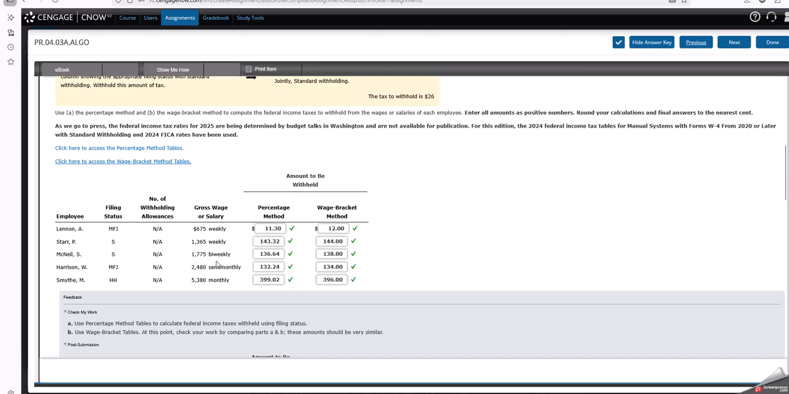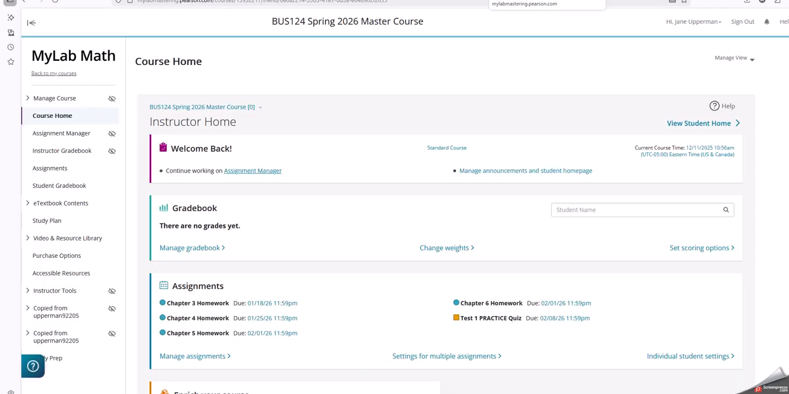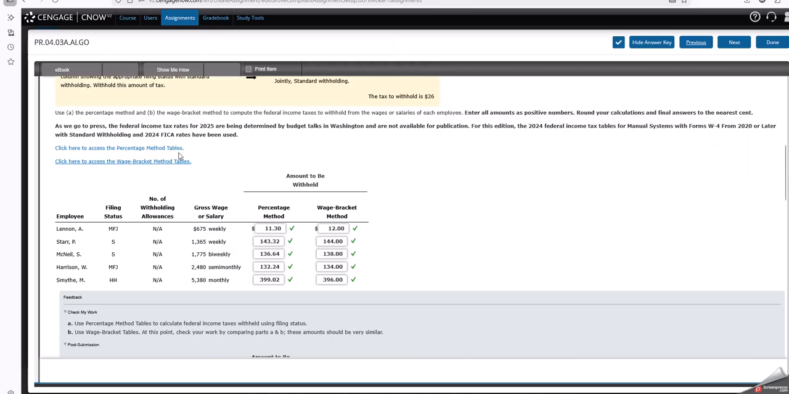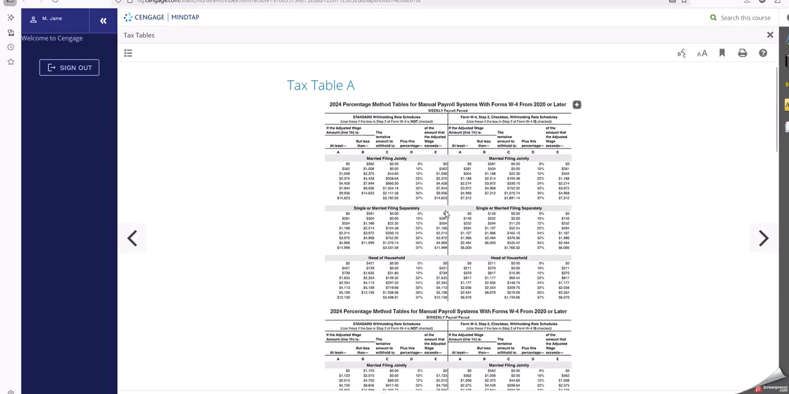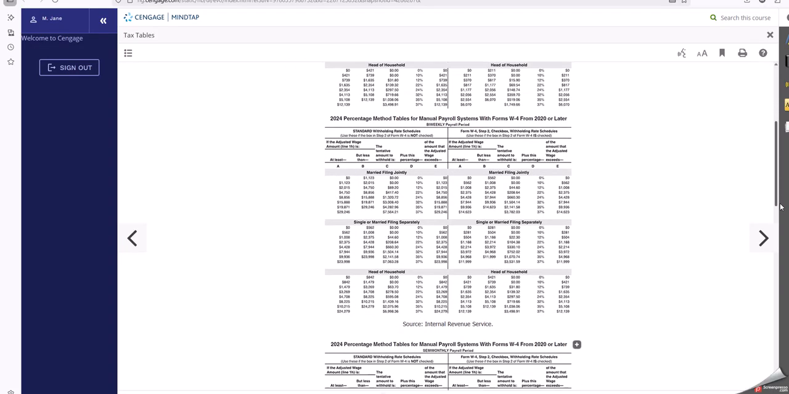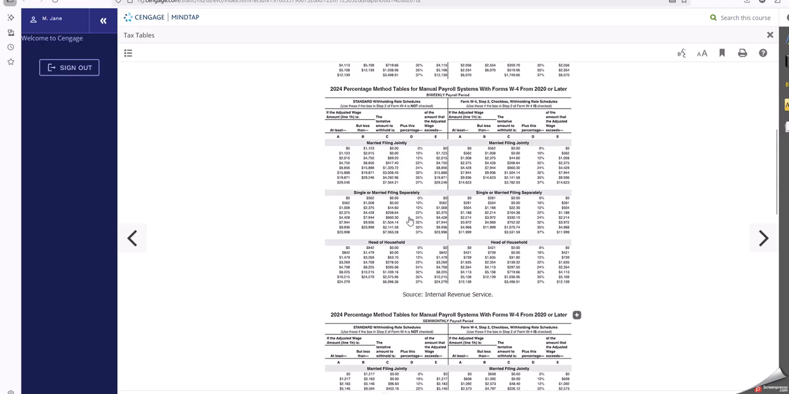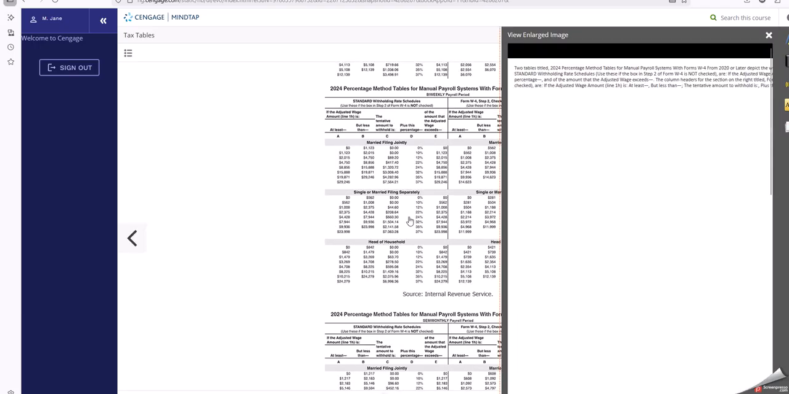Then we'll do the next. We'll jump down to this McNeil. So McNeil is single and biweekly, because it'll take us to different tables. So I'm going to close those. Okay, and then we'll go back. So McNeil, $1,775 biweekly. So if we go to the percentage method, and we pay attention again to our headers though, so we don't want weekly, we want biweekly, and we are single. So let's see if I can make that part bigger.